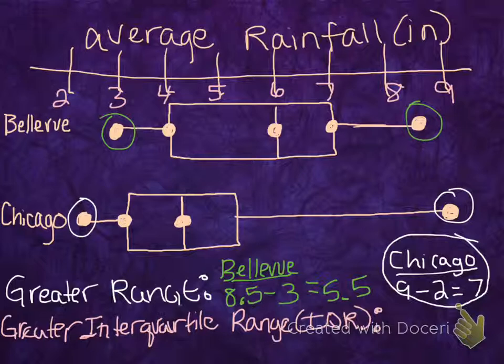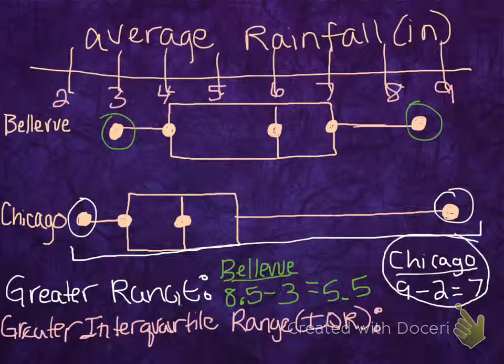Now, the nice thing about these box and whisker plots is you can actually figure out the greater range without even doing all those calculations. If you look, the greater range is actually going to be the longer box and whisker plot. So if we look, Chicago actually has a longer box and whisker plot. So therefore, it's going to have the greater range.